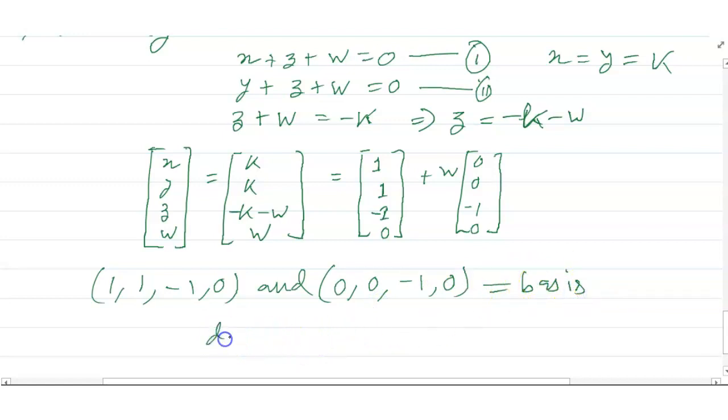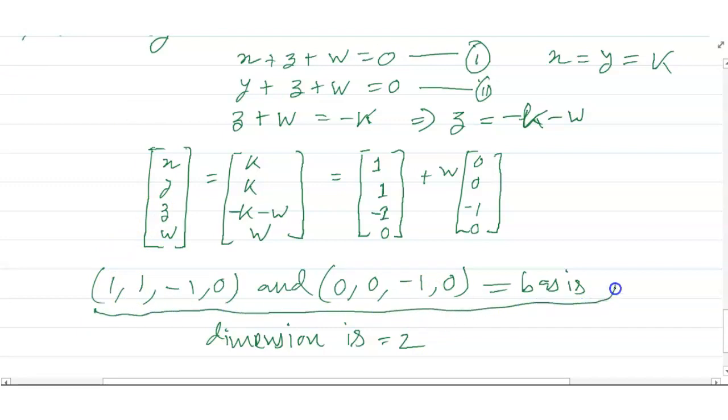So dimension is 2, and this is the basis. So friends, we learn a lot of stuff. One is we learn how to find out basis and how to find out dimensions.